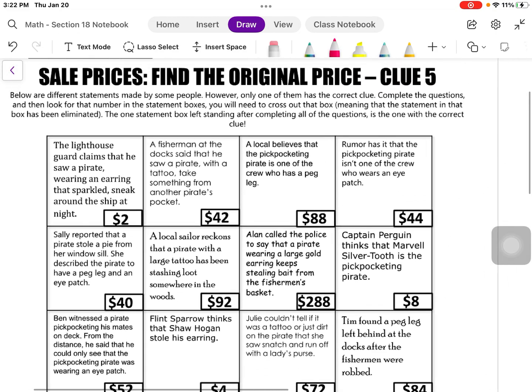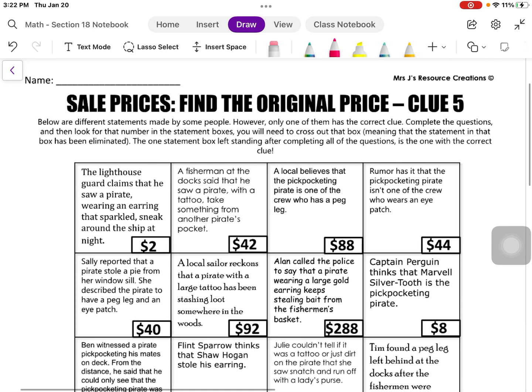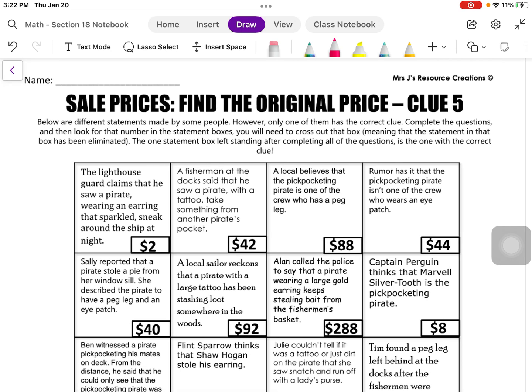All right, clue 5. Clue 5 is not required. It's probably your trickiest one. And so I'll show you a couple of things and then we'll try it out. It says below are different statements made by some people. However, only one of them has a correct clue. Complete the questions and then look for that number in the statement boxes. You will need to cross out that box, meaning that that statement box has been eliminated. The one statement box left after completing all the questions is the one with the correct clue.